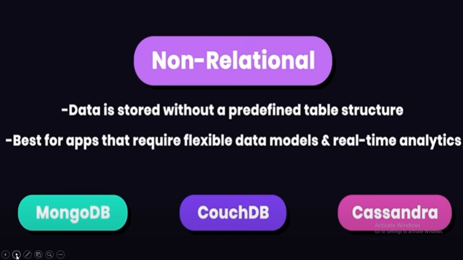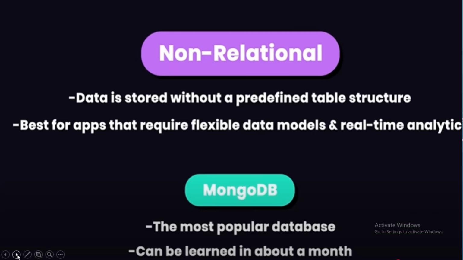You get it? So now let's see the next side of the database, which is the other type, the non-relational, because we have seen the relational database. Now this is the non-relational database that we're going to see. So data is stored without a predefined table structure. That is why it is non-relational. So it is best for applications that require a flexible data model for real-time analytics. Examples of such, we have MongoDB. I'm sure you've heard about MongoDB because it's very popular also. CouchDB. And then we have Cassandra. These are examples of non-relational databases.